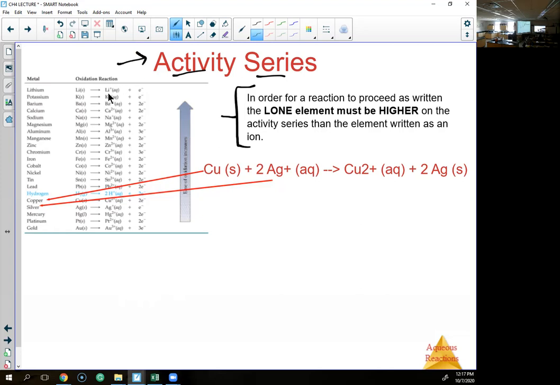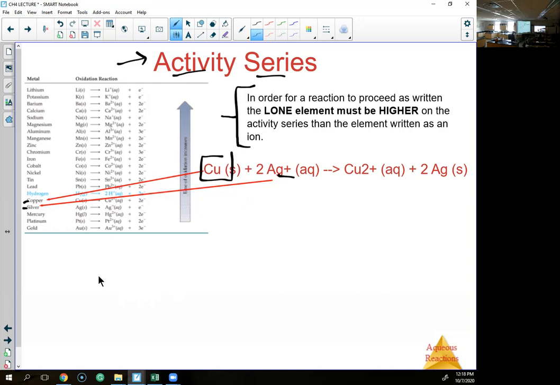In order for a reaction to proceed as written, meaning from the left to the right, the lone element must be higher on the activity series than the element written as an ion. So, in order for this reaction to have actually happened, the lone element, that's the solid, had to be higher than the ion that it's reacting.